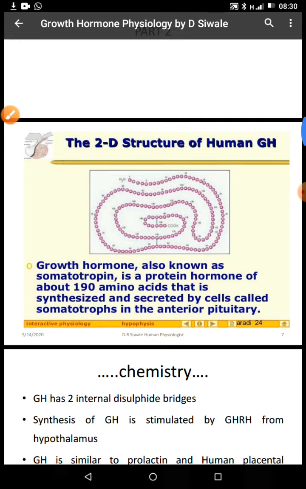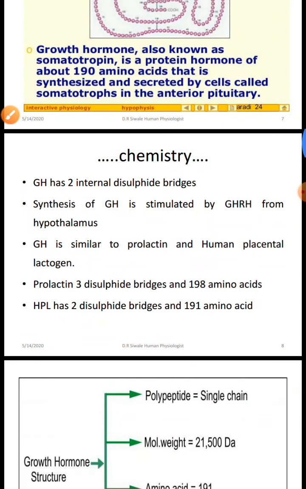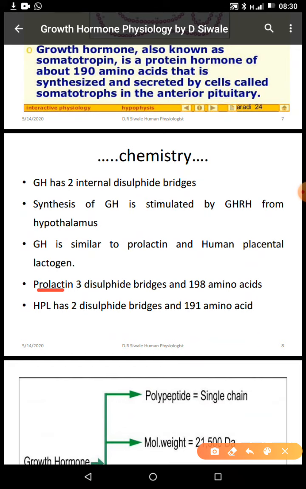The other hormones which are similar to growth hormone are prolactin and human placental lactogen. One has 191 amino acids, and the other one has 198 amino acids. Synthesis of growth hormone is stimulated by the growth hormone releasing hormone from the hypothalamus.